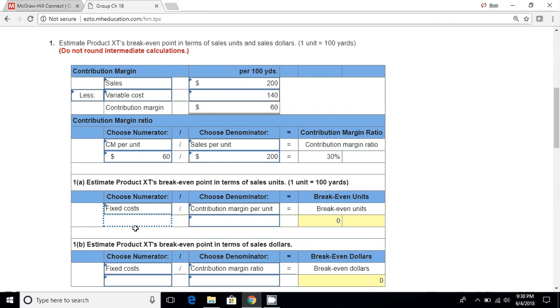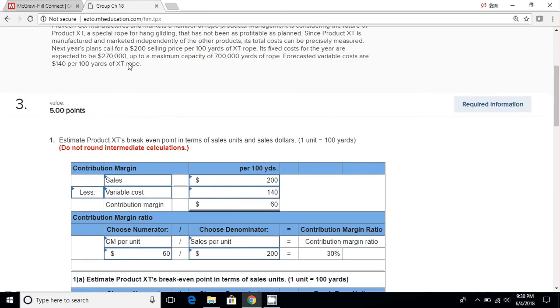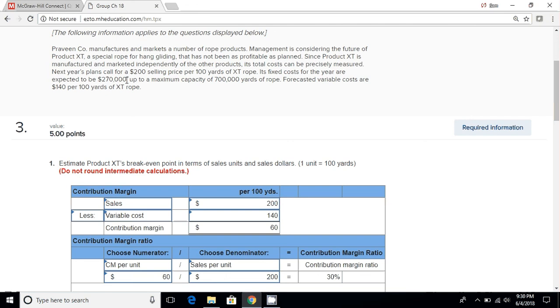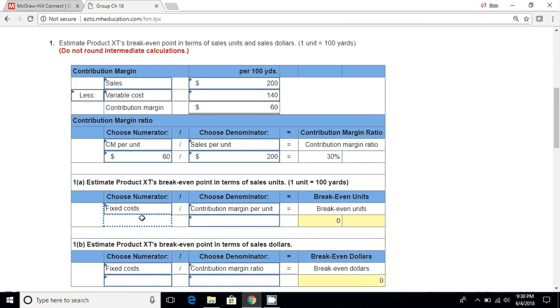Okay, so what's fixed cost? Do we know that? Yep, they gave it to us, right? Fixed cost up here says $270,000. So 270,000 divided by our contribution margin per unit, that's the 60 bucks, tells us that we have to sell 4,500 units. Fixed cost, if we're doing this one, is still 270,000. That doesn't change. And our ratio we just calculated was 30%. And that tells us that we need to sell 4,500 units or $900,000.